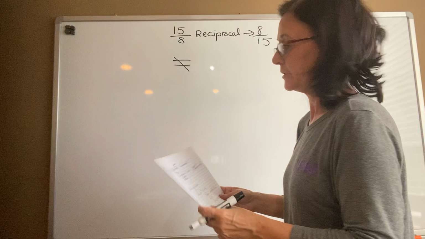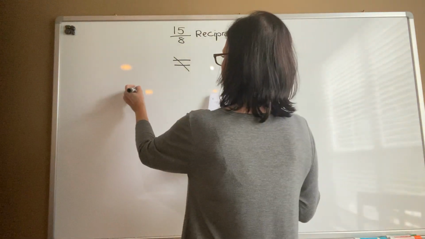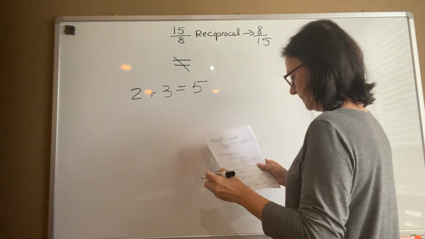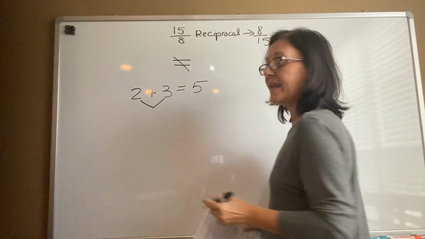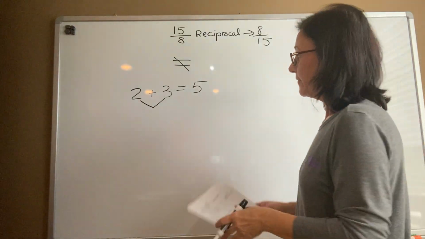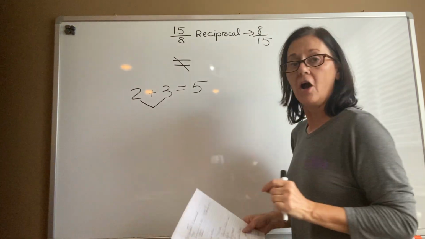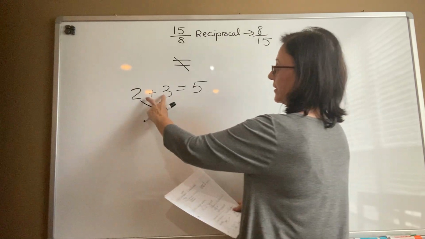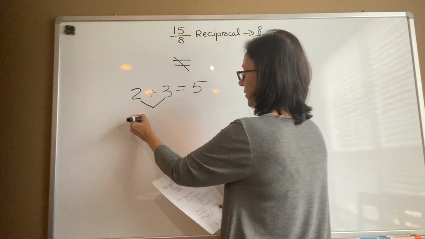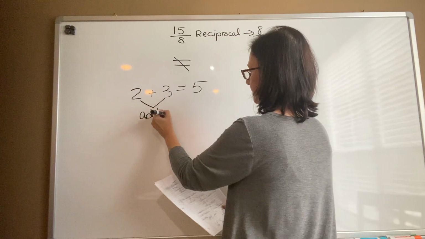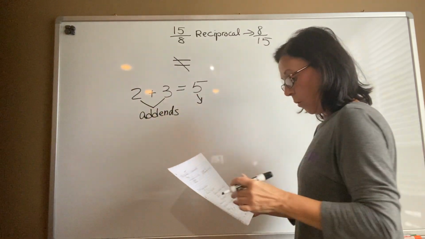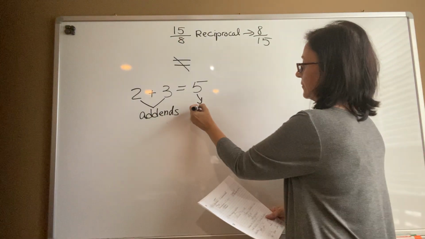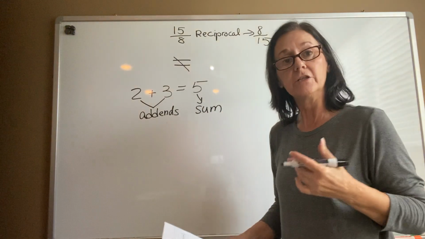All right, now we're going to talk about some language. 2 plus 3 equals 5. In addition, each term has a name. The constants are numbers, numerals. The names of the numbers that we're adding together are called addends. What the addends equal after we add them is called the sum. All right, so you need to know this terminology.